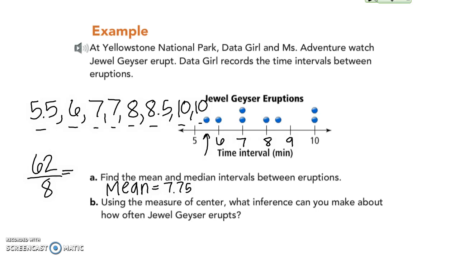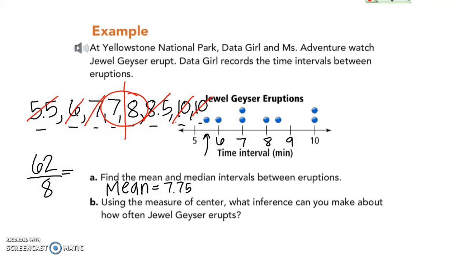Okay. Now I need to find my median. To do that, I have them in order from least to greatest already. I'm just going to cross out and cross out, cross out and cross out, cross out and cross out. And I have two numbers in the middle, okay?